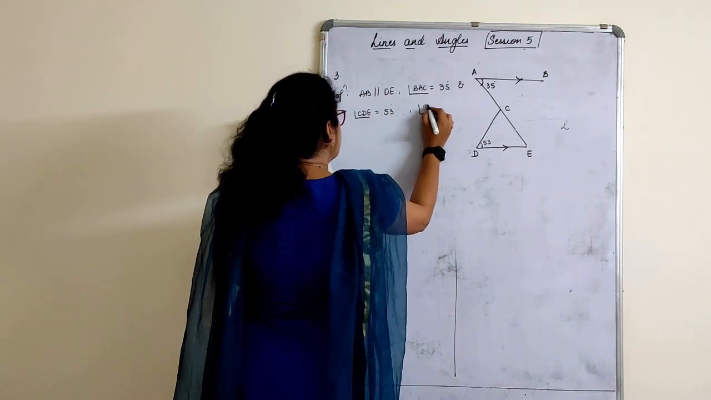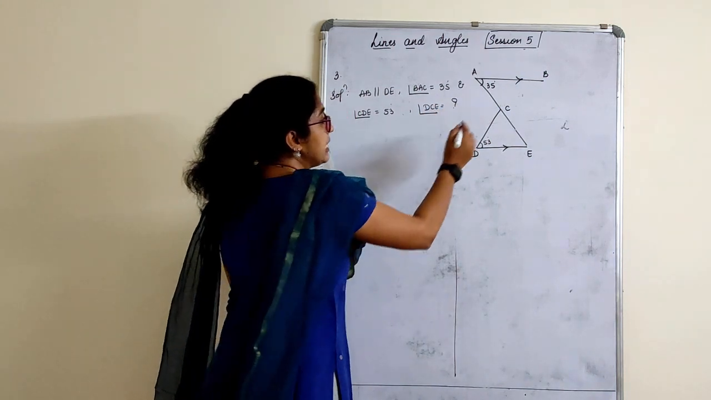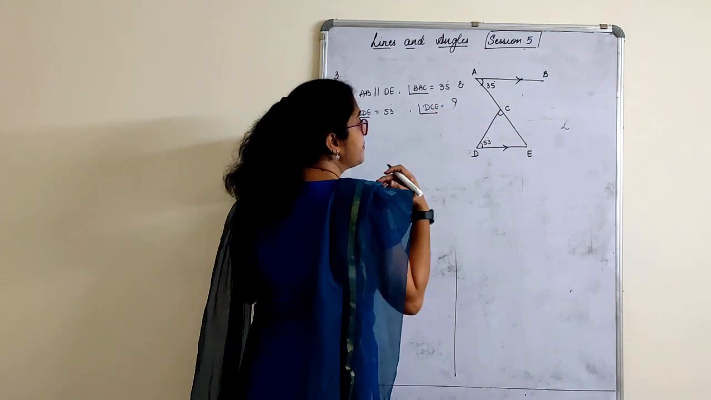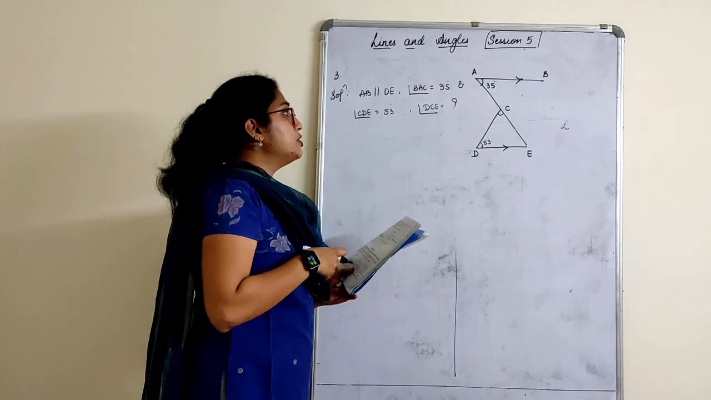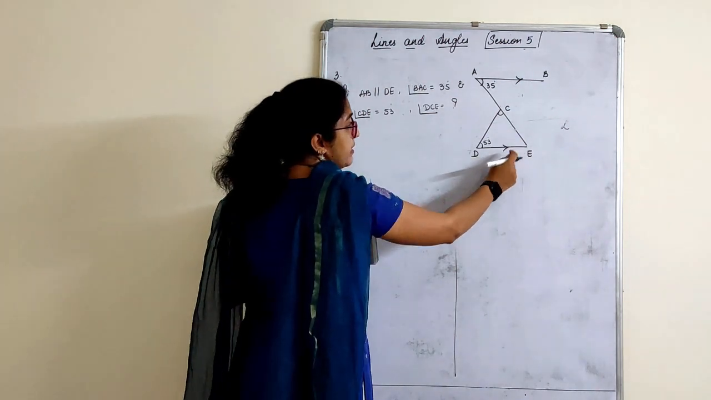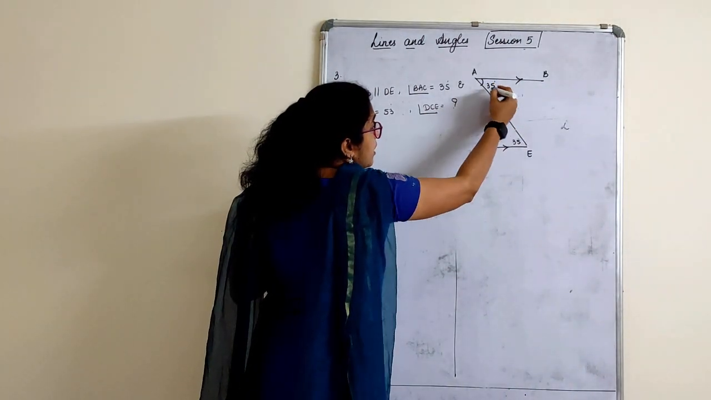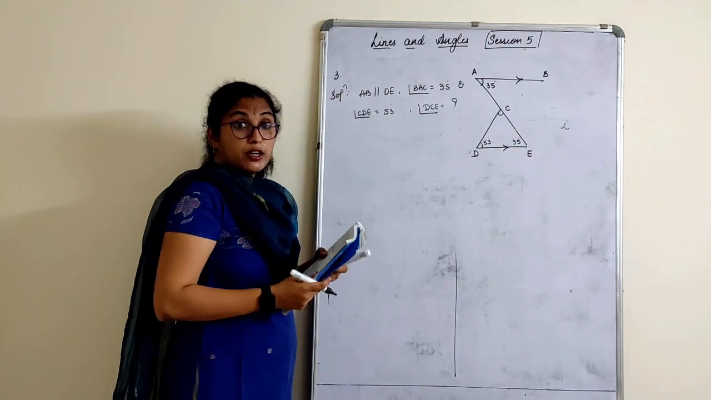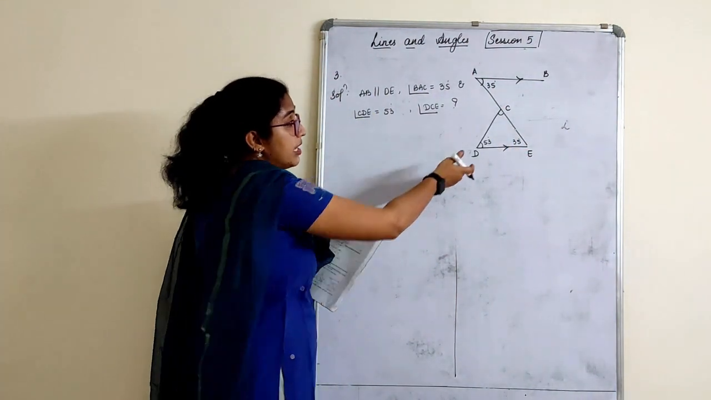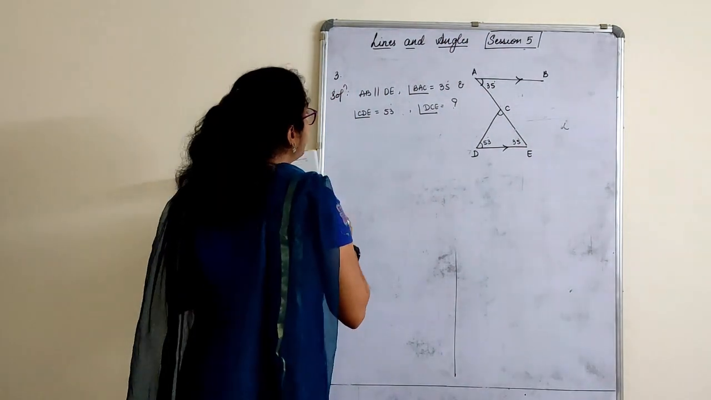What you have to find? DCE you have to find. Where is DCE? This is what you have to find. Now that can be only found by angle sum property. For that we require angle E. Can I say angle E is also 35? Why? Alternate angles. Because they have given parallel lines we can use this. Now can we find angle C? Angle sum property? Yes, we can find.